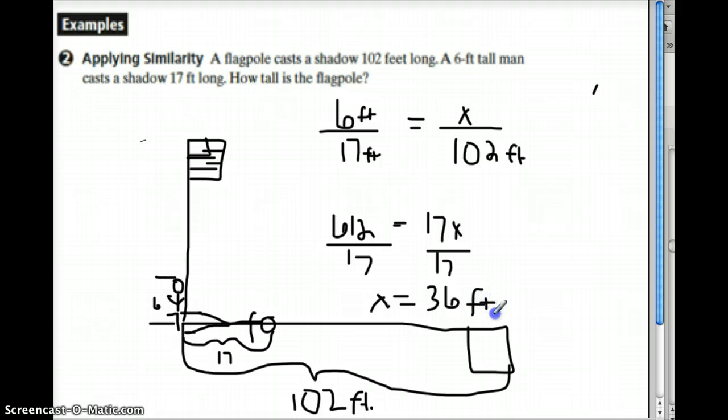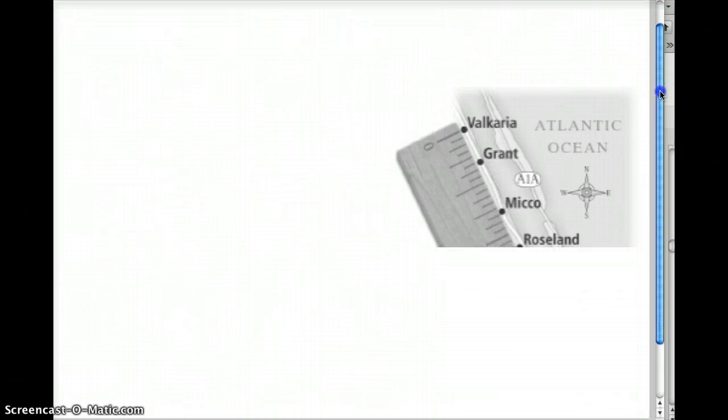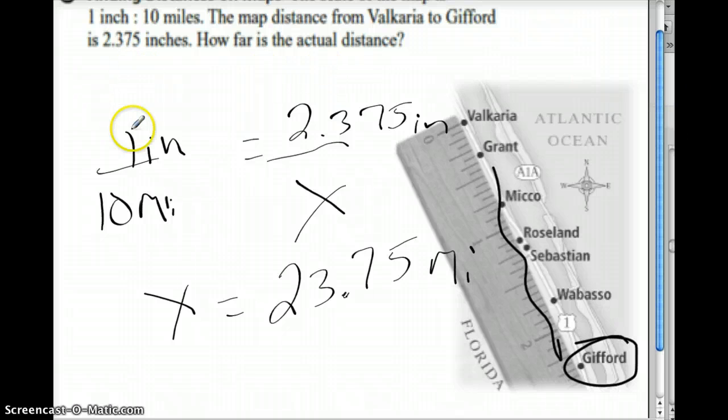Go ahead, pause this, work on the quick check. Oh, I'm sorry, we have another example, then you can work on the quick check. Here we have a map, a real world application of proportions. The scale is 1 inch for every 10 miles. So we want to figure out the distance from Valkyria to Gifford.